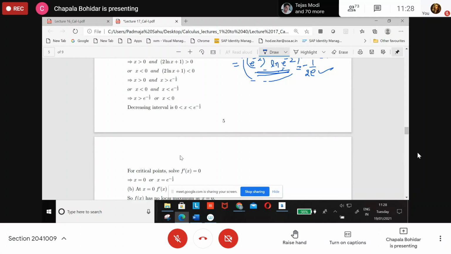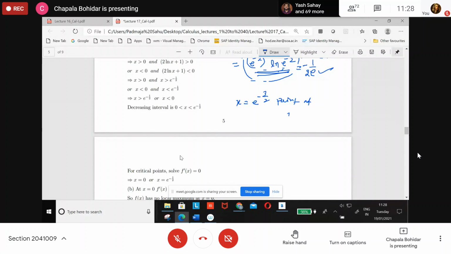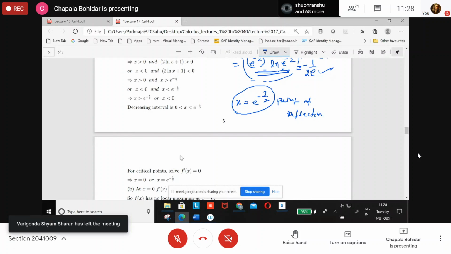Concavity test, point of inflection, what did you get? x is equal to e to the power minus 3 by 2. You got it like this? Point of inflection, you got it or not? By using the double derivative equal to 0, that is your point of inflection or not? I'm asking you.